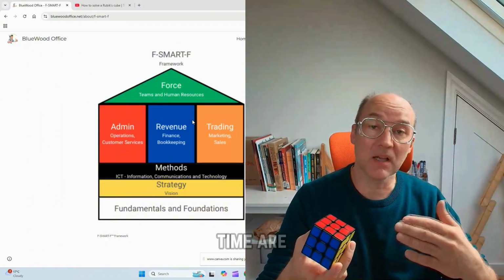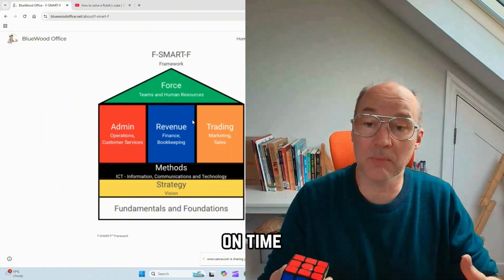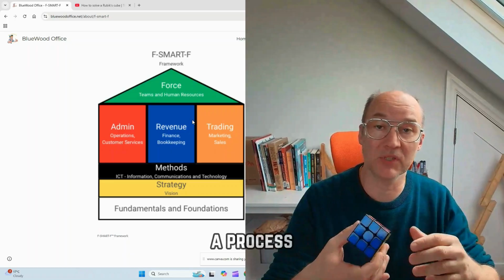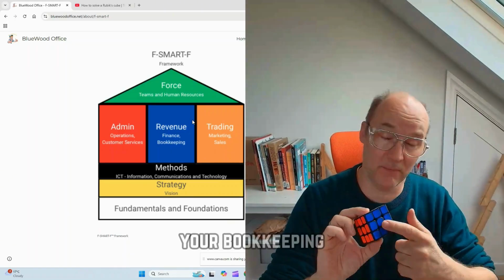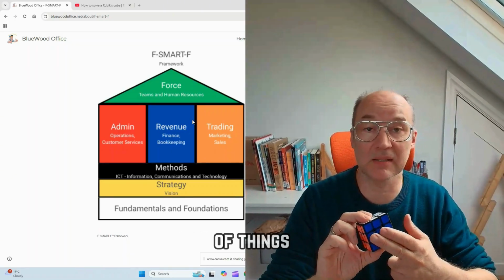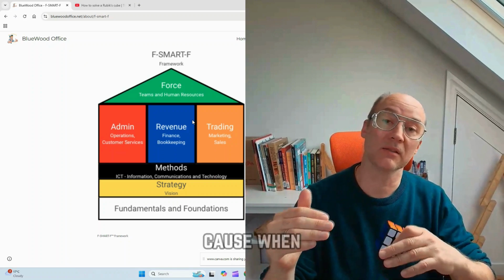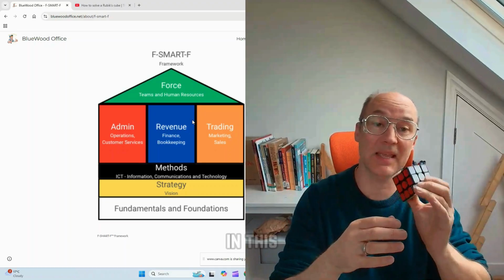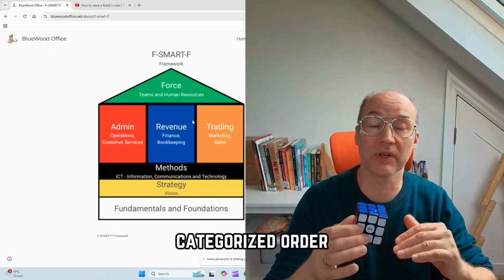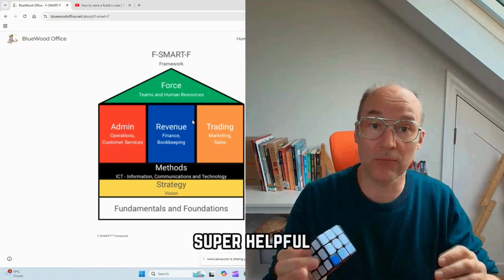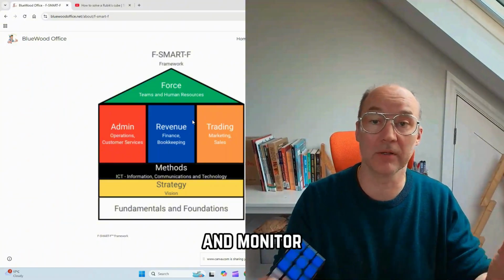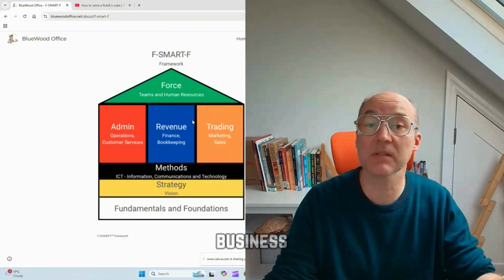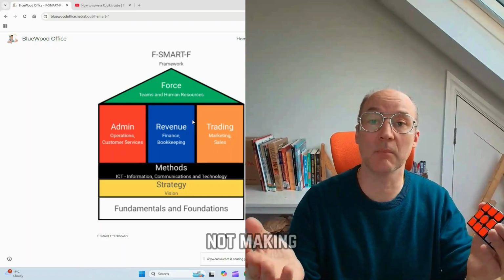Are you billing on time? Are you sending out invoices on time? And having that systemized and having a process with it will help you with your bookkeeping and your finance side of things. And there's an order to that, because when you look at your profit and loss sheets, you'll be able to see it in this categorized order as well. And that's super helpful to help you manage and monitor your business. Because there's no point in being in business if you're not making a profit, if you're not making money.